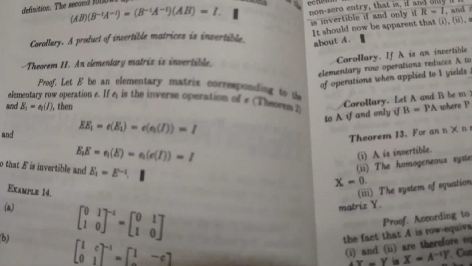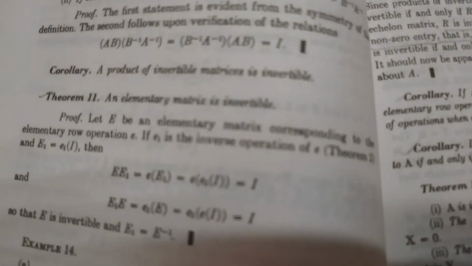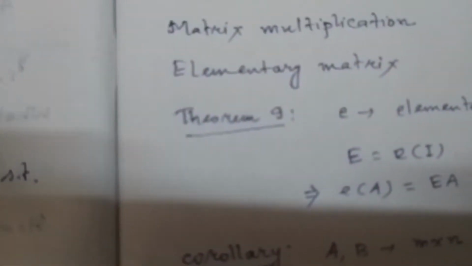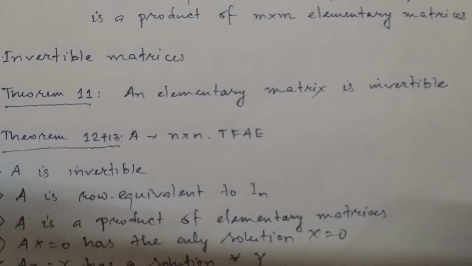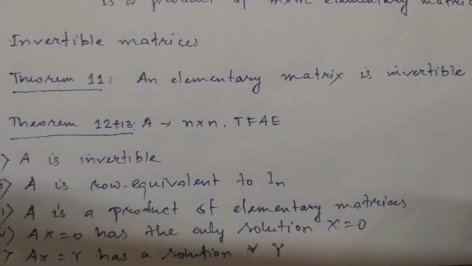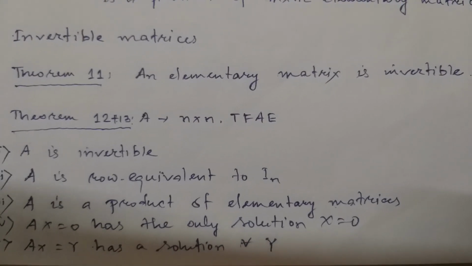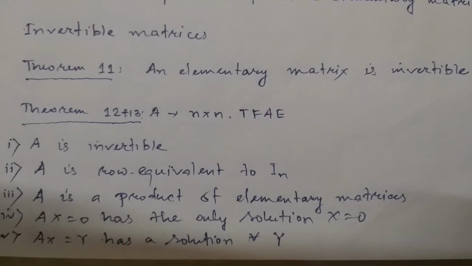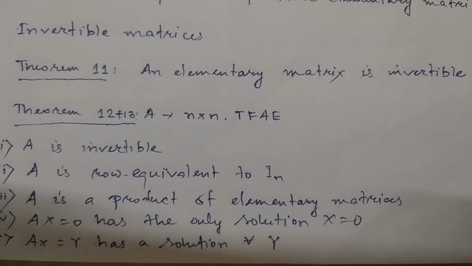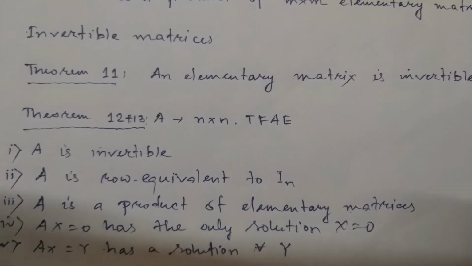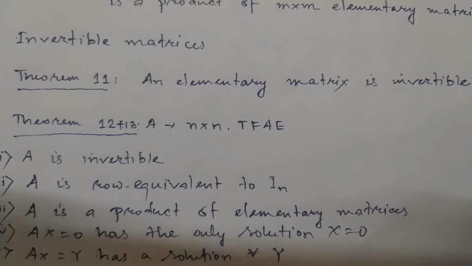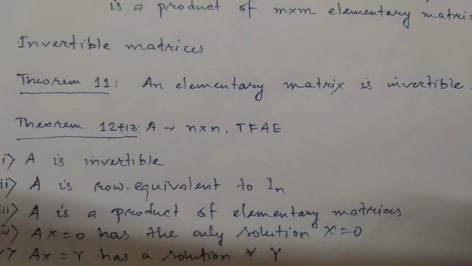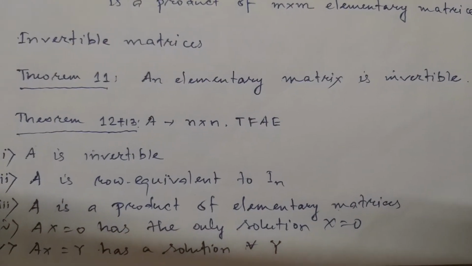What we discuss here is that theorem 11, an elementary matrix capital A is always invertible. Recall what is an elementary matrix. If I is an n cross n identity matrix, and if we apply a single elementary row operation, then the obtained matrix is called an elementary matrix.